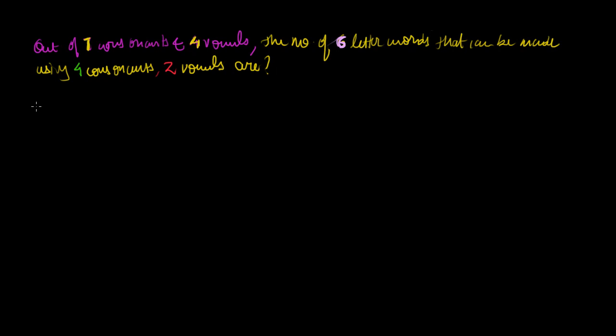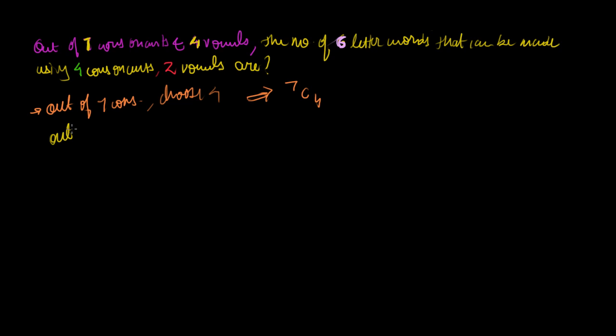Out of 7 consonants and 4 vowels, the number of 6-letter words that can be made using 4 consonants and 2 vowels is... Okay, so this is kind of easy, you could say. Out of 7 consonants, I'll just write CONS and choose 4. So the number of ways to do that is 7C4, right?